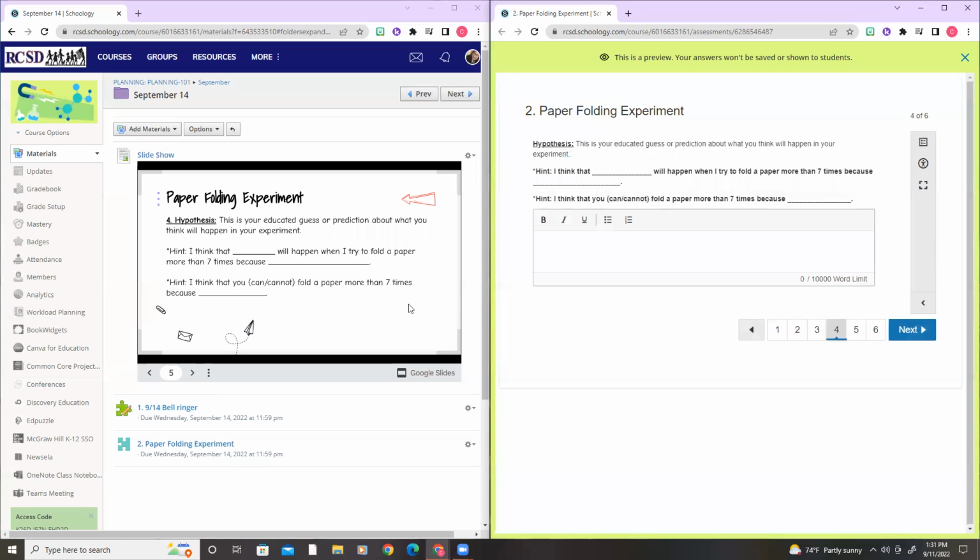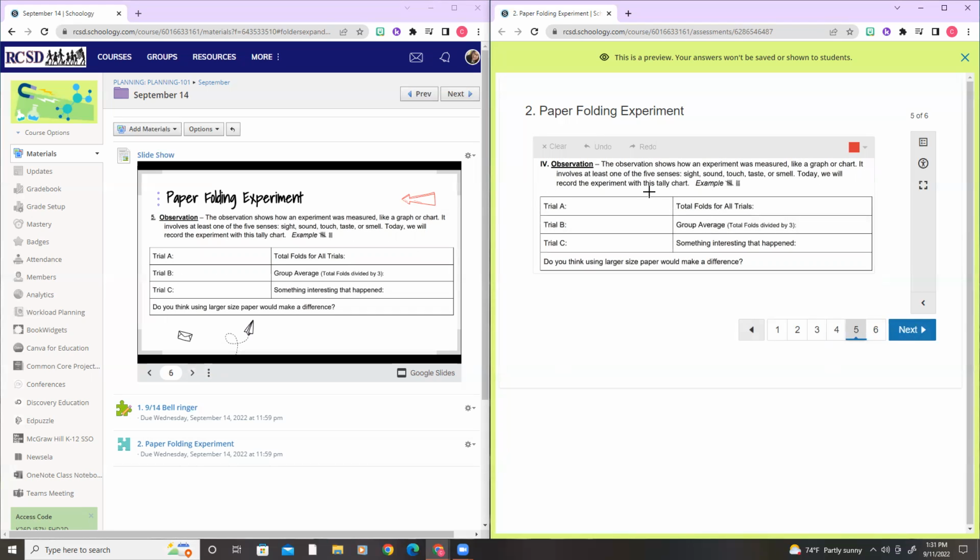Next is our hypothesis. This is your educated guess or prediction about what you think will happen in your experiment. For a hint, I think that blank will happen when I try to fold a paper more than 7 times because blank. Or I think that you cannot fold paper more than 7 times because blank. Make sure you are using that word because we want to know why you are doing your experiment.